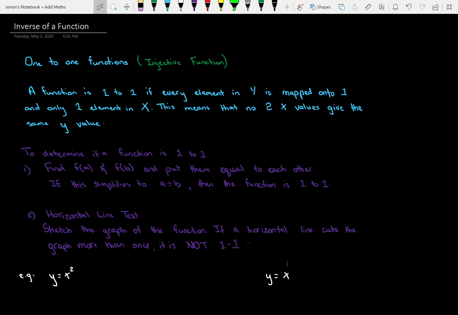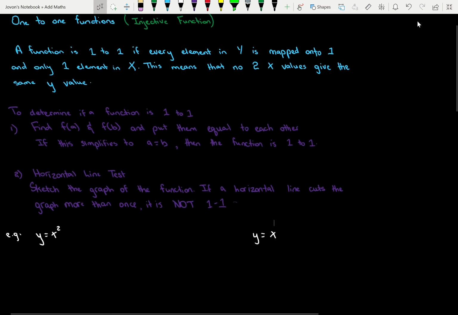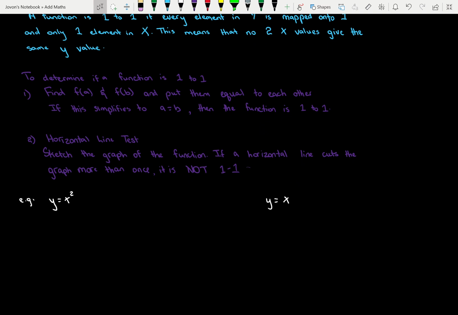Remember, we said that for a function to exist, it is okay if different x values give the same y values. But for a one-to-one function, every x value must give you a different y value. If two x values give you the same y value, it is not one-to-one. So again, only for one-to-one functions. A one-to-one function is a kind of subset of the broad topic of functions.